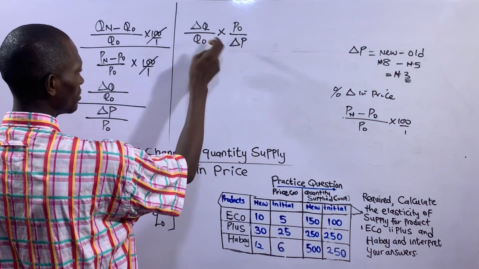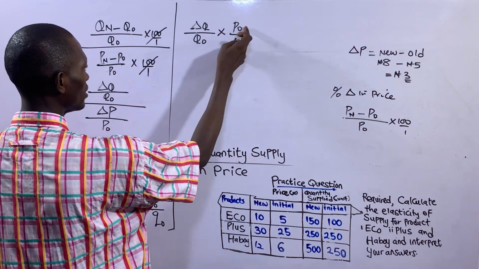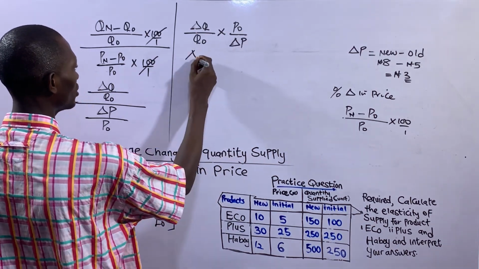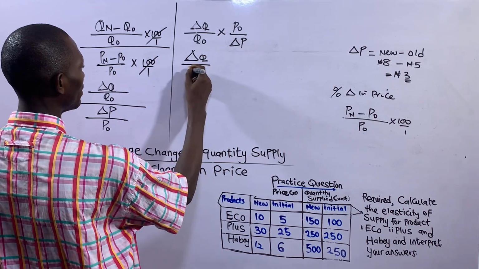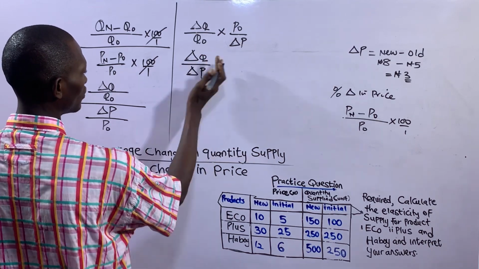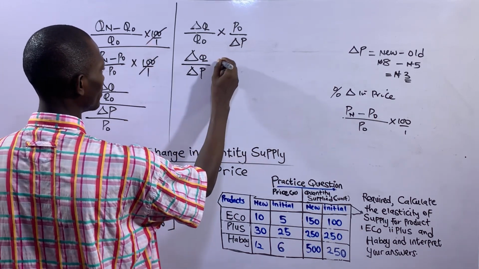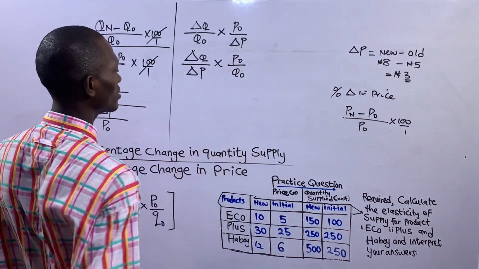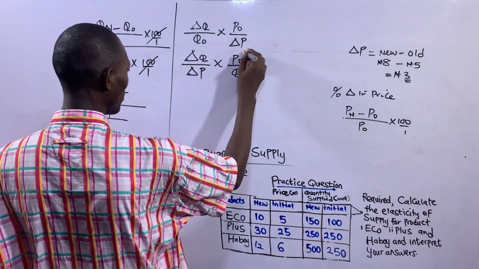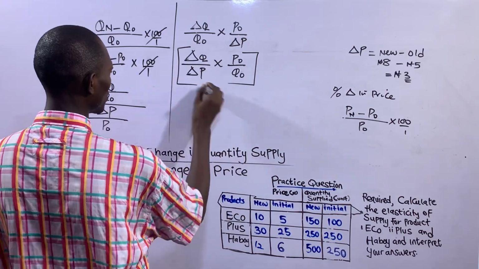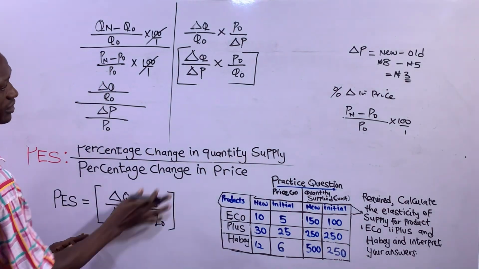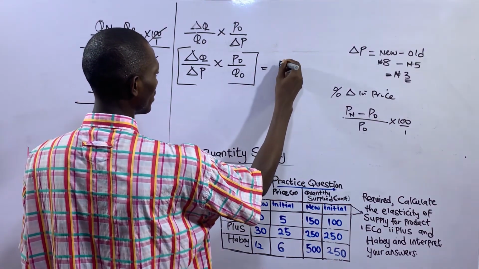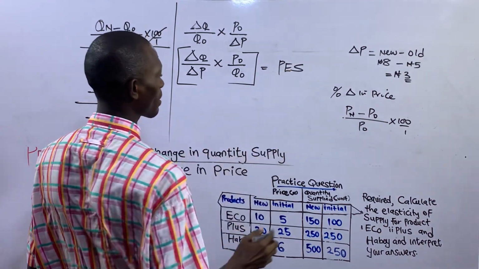This and this look the same because they both have change. And these ones, they both have old. So here we have change in quantity divided by change in price, we brought them to the left hand side, times old price divided by old quantity. So this is the formula we are going to be using. So we've arrived at this. Can you see? This is the price elasticity of supply.